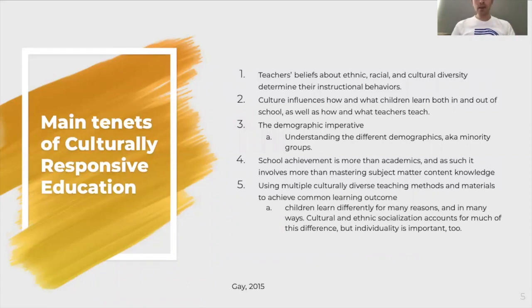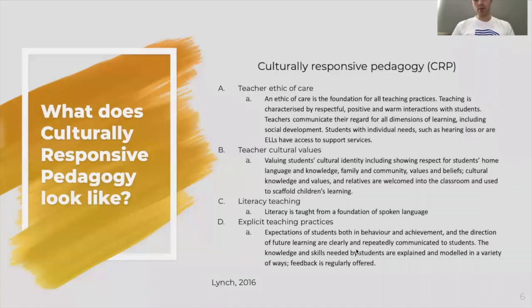The fourth one would be that student achievement is more than academics, and as such, it involves more than mastering subject matter and content knowledge. If students leave smarter, that's great. But if they leave school and are not a better human being and we haven't helped them become a functioning member of society, we haven't done our actual job yet. Using multiple culturally diverse teaching methods and materials to achieve common learning outcomes. So kids learn differently for so many reasons, and in many ways, cultural and ethnic socialization accounts for much of these differences, but their individual selves are super important as well.